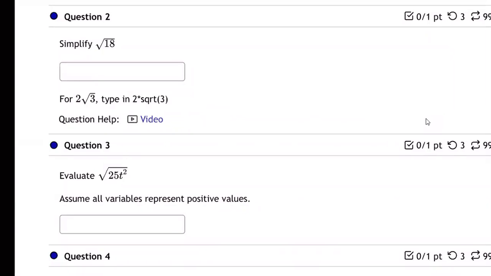Square root of 18. So they want us to simplify the square root of 18. I don't know if you've ever seen how this works. Let me help you. Square root of 18. What you do is you break it down like a factor tree. We did that in one of our earlier units.